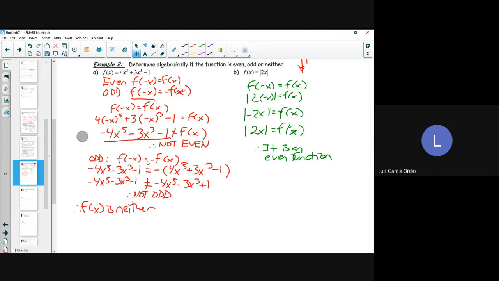Wait, can we do an example for the reciprocal one? So you want f of x is equal to 1 over x? Yeah. Okay.